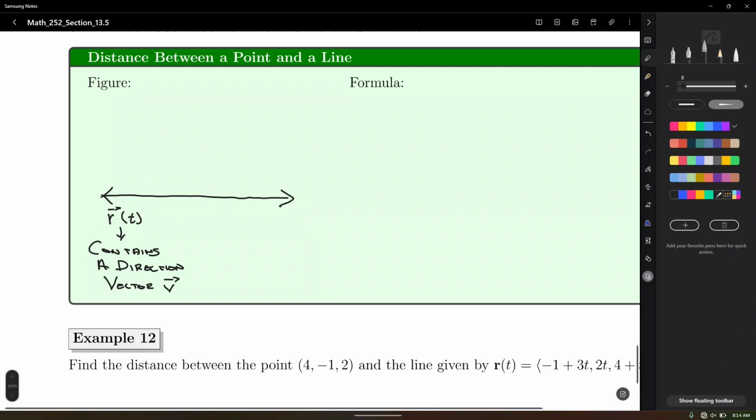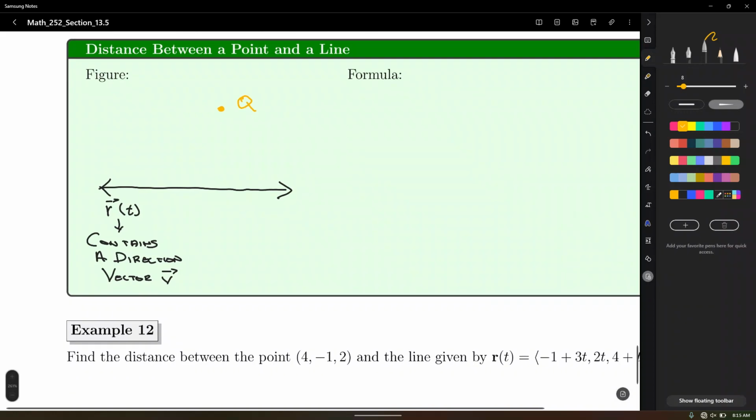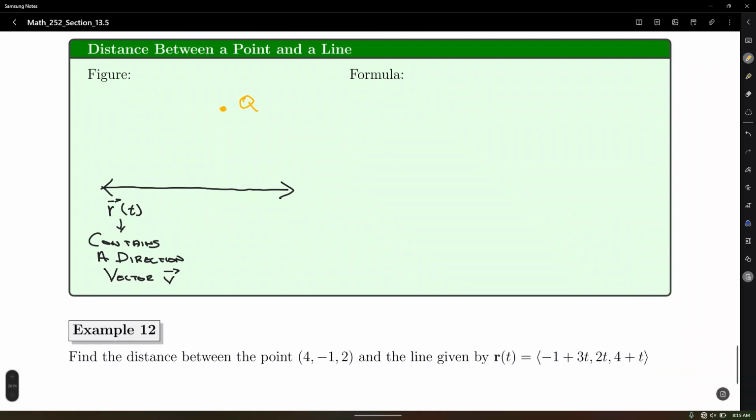Now, we're going to have a point in the middle of nowhere, that is this point right here. Let me call that point Q. In just the same way we did with the distance between a point and a plane, we got that given point as a point Q. So that means we will also need a point on the line. All right?